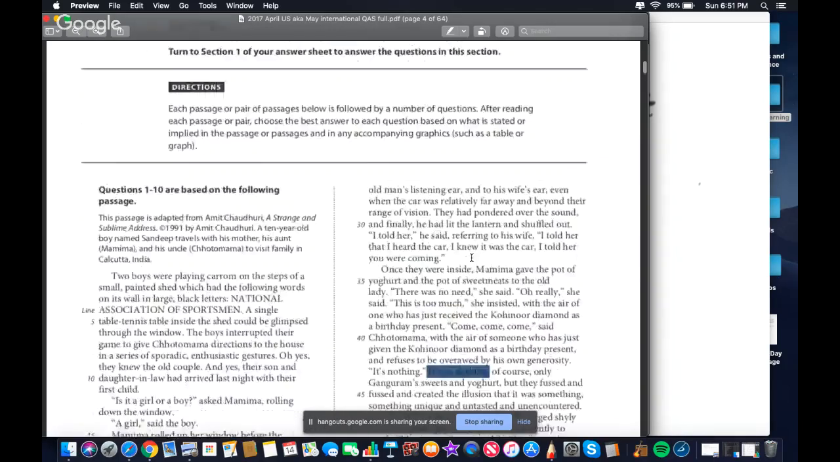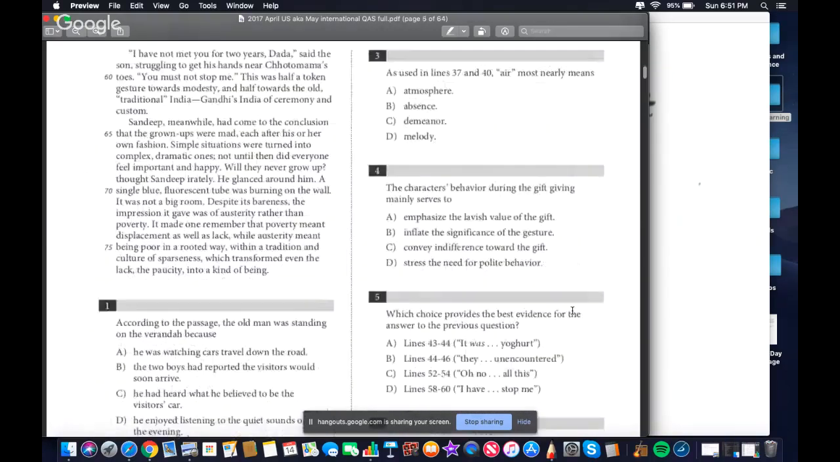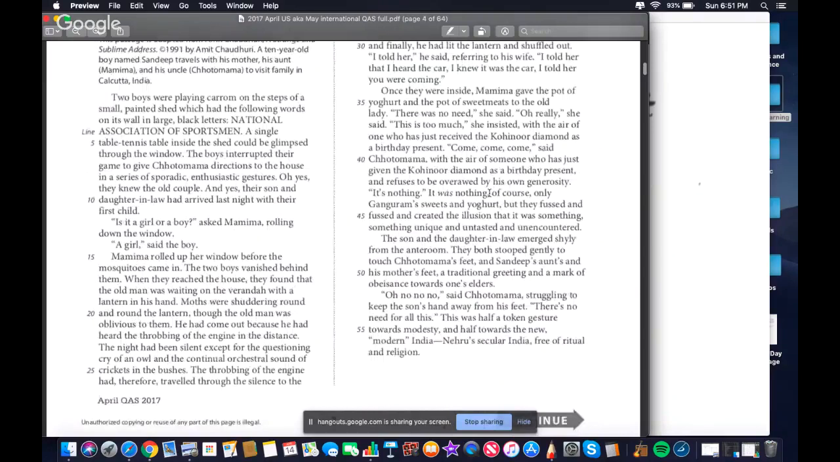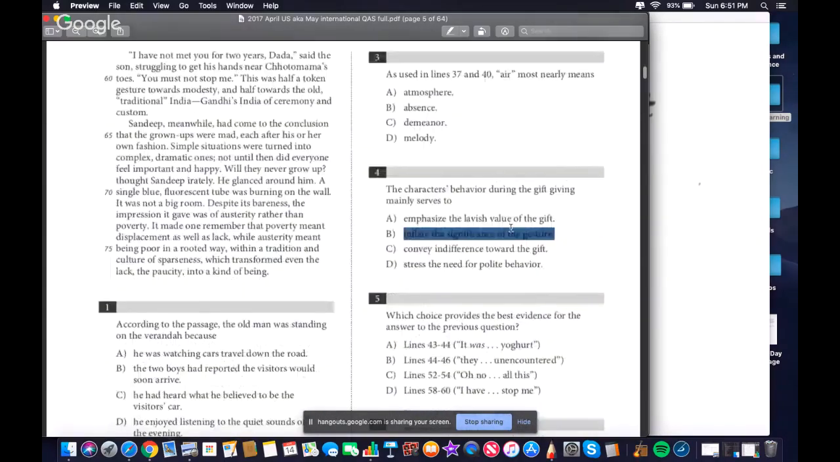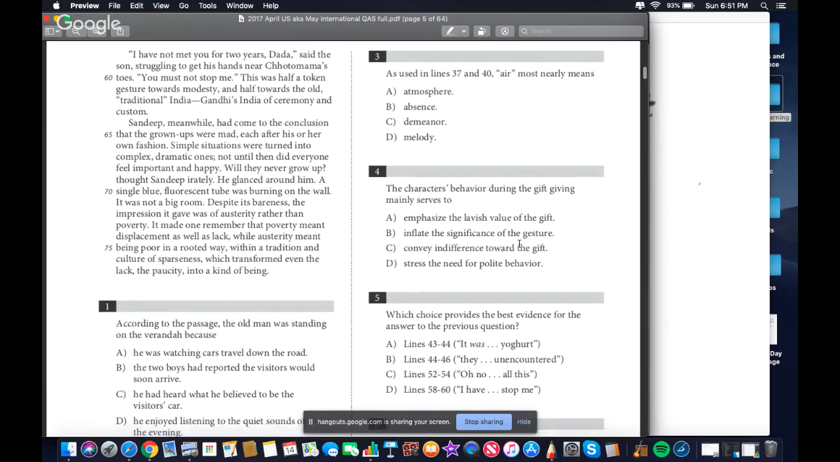But 44 to 46. But they fussed and created the illusion that it was something unique, untasted, and unencountered. Okay. That would be inflate the significance of the gesture, right? It literally says it was something unique and untasted and unencountered, created the illusion, right? They fussed and fussed. They inflated the significance of the gesture. They created an illusion, right?